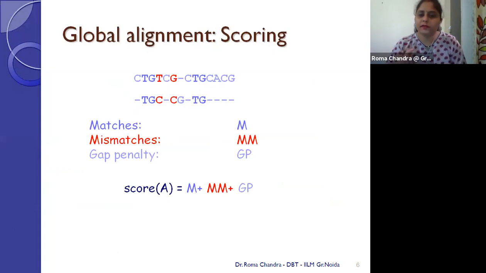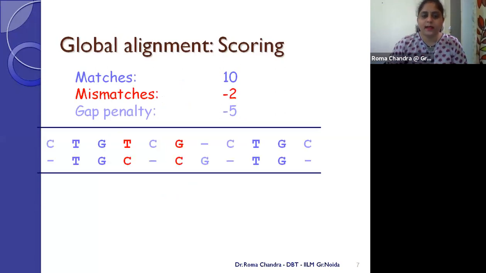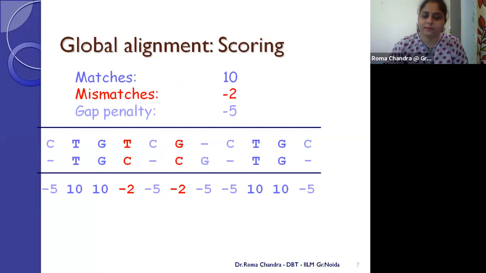Okay, so wherever we are having matches, we need to consider where are the matches, where are the mismatches, and what about the gaps. Okay, so while calculating the alignment score, we will add all these three things. We will add the matches, we will add the mismatches, and we will add the gap penalties as well. Okay, so for example, I'm having these two sequences and I have taken suppose match value as 10, the mismatch value as -2, and the gap value as -5.